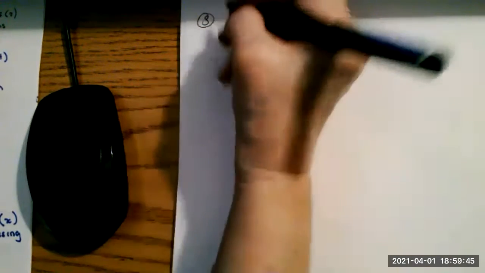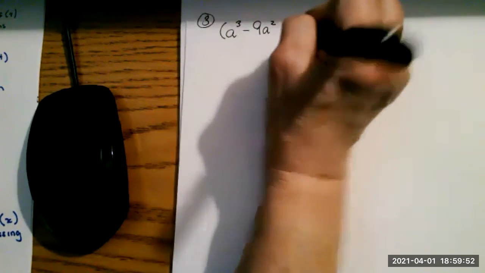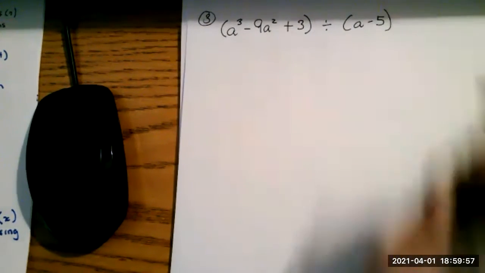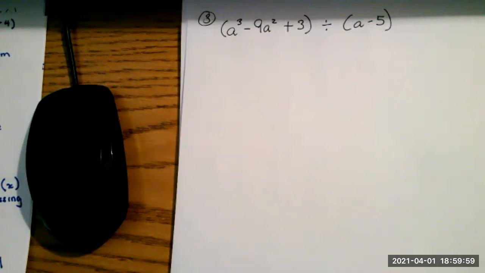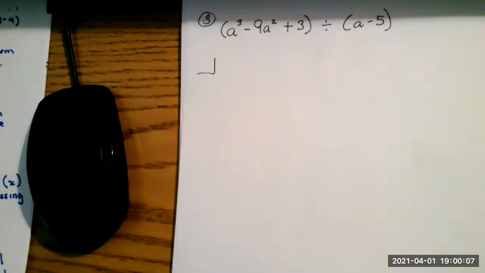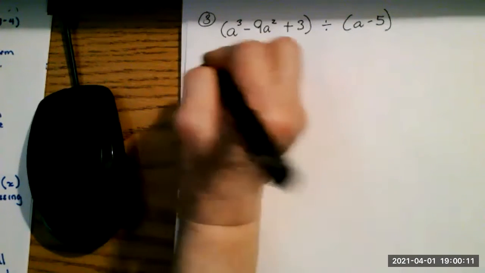Okay. All right, let's look at number 3. Number 3 says divide, just like those others. a cubed minus 9a squared plus 3 divided by a minus 5. Okay. Now in my little box, I put what? 5.